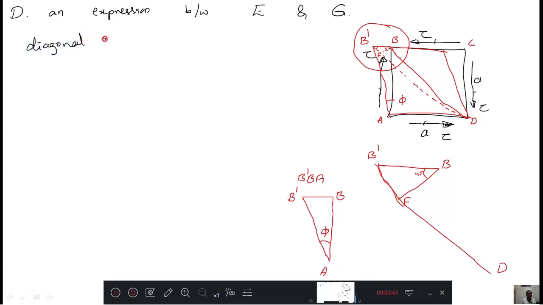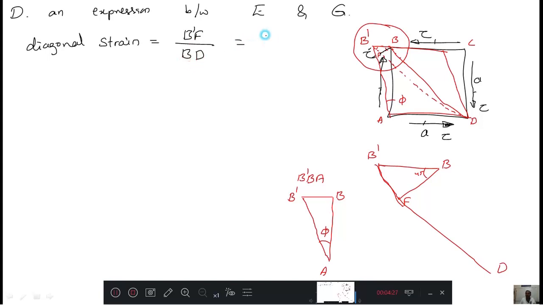You already know strain means the change in length by the original length, right? Here, the original length is BD. Then what is the change in length? To observe that, I have drawn one perpendicular here. This much extra is called B dash F. B dash F is the change in dimension, and the original length is BD.